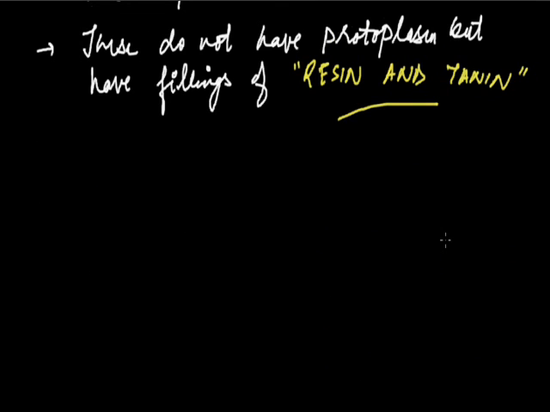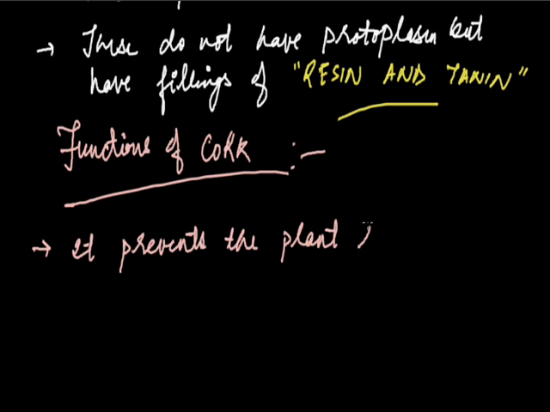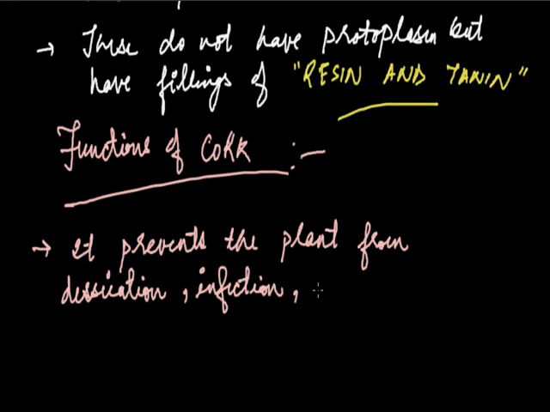Now coming to the functions of the cork. As cork is protective in function, it helps the plant to prevent desiccation, infection and mechanical injury. As it is very hard, it prevents the plant from mechanical injury.